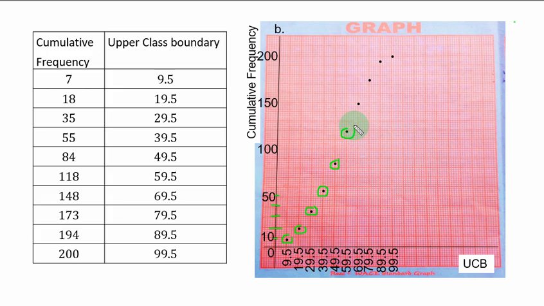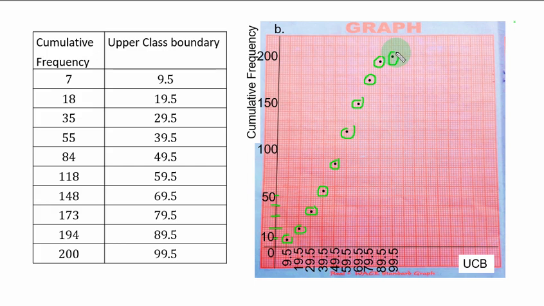The next frequency is 148, close to 150. The last line before 150, and you plot that against 69.5. The next frequency is 173, and is between 172 and 174. You plot it against 79.5. The next frequency is 194, can be obtained directly. You plot that against 89.5. The next frequency is 200. The last point against 99.5.